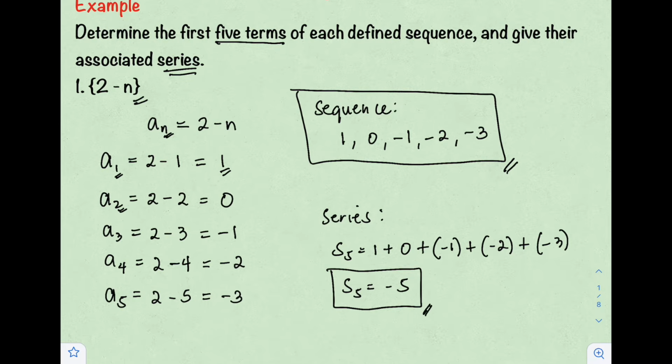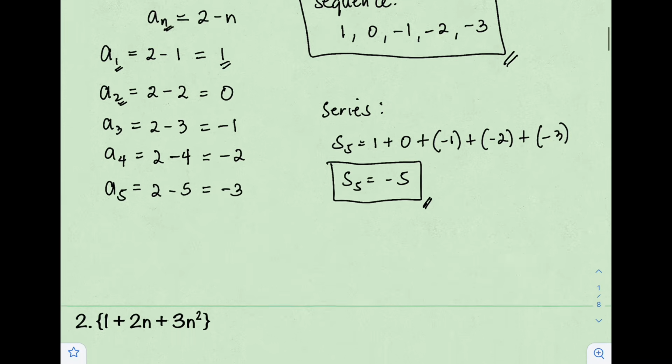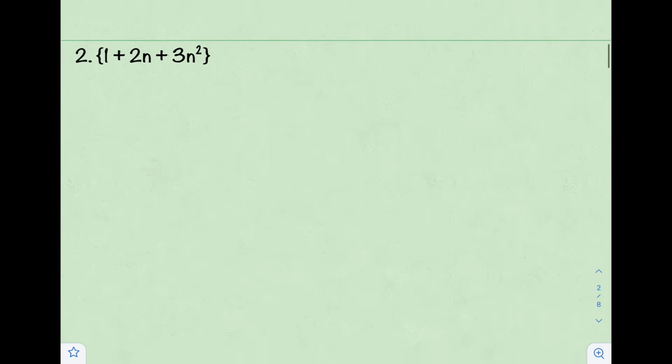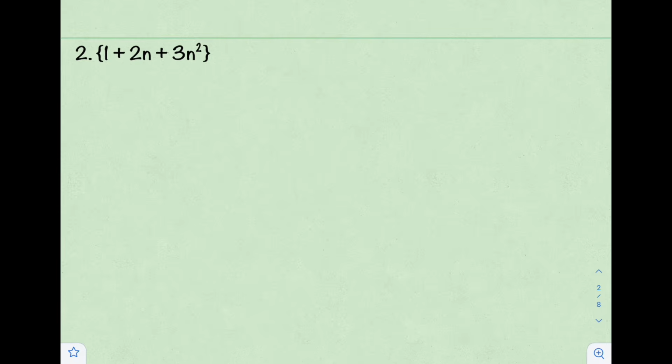Yan. So, naintindihan ba, guys? So, next, let's have example number 2. So, ang expression natin, we have 1 plus 2n plus 3n squared. So, meaning, to get the n term ng ating equation, ang working equation natin is a sub n equals 1 plus 2n plus 3n squared.